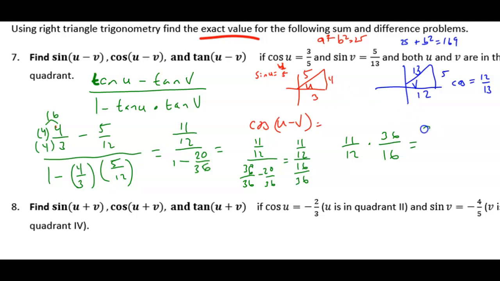So I got 396 divided by 192. All right, and reduce that. Just again, punch in your calculator, math fraction, you get 33 over 16. Right there, 33 over 16.